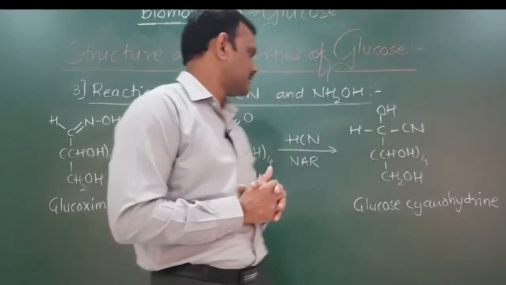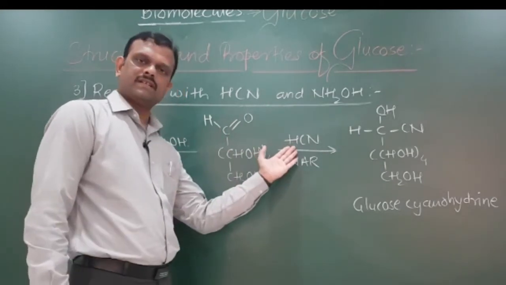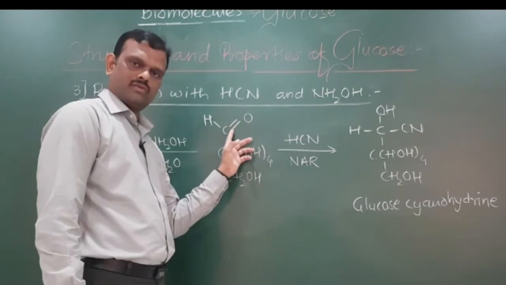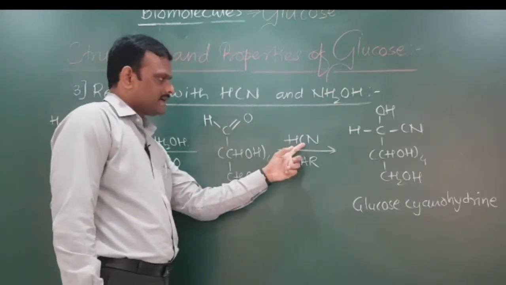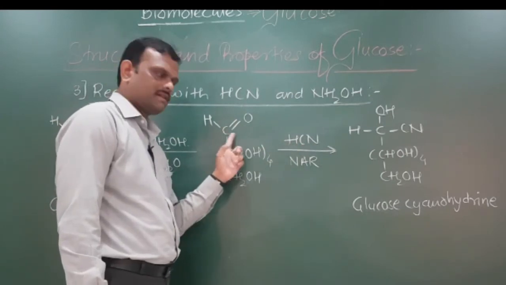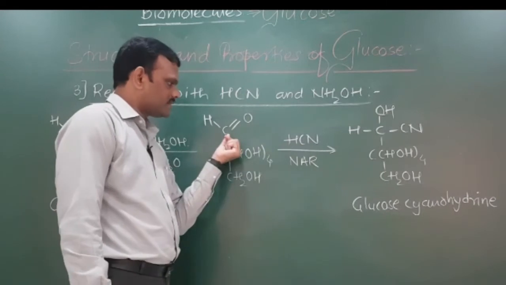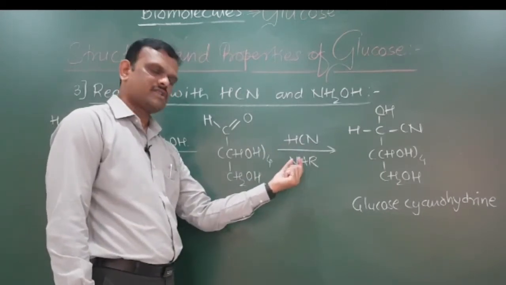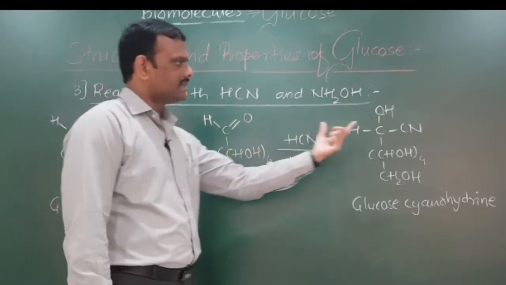For that purpose, first we have to study this part. Glucose molecule, when treated with hydrogen cyanide, what happens? From the C double bond O, the pi bond breaks and the cyanide group gets attached to the carbon and hydrogen links to the oxygen. Cyanide group approaches first, therefore it is a nucleophilic addition reaction. NAR stands for nucleophilic addition reaction, and you will get the cyanohydrin.